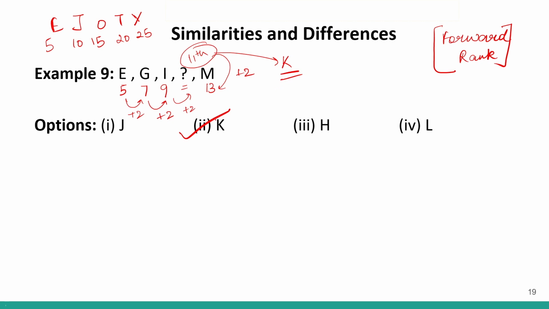If you cannot remember forward rank, although it is highly beneficial, I'll advise you to remember it. You can also do it on your fingers. E, F, G, that means we are moving 2 positions forward. G, H, I, 2 positions forward. Similarly, I, J, K, 2 positions forward, and K, L, M, 2 positions forward. So you can do it orally if you want, you can use your fingers to count, or you can remember forward ranks.